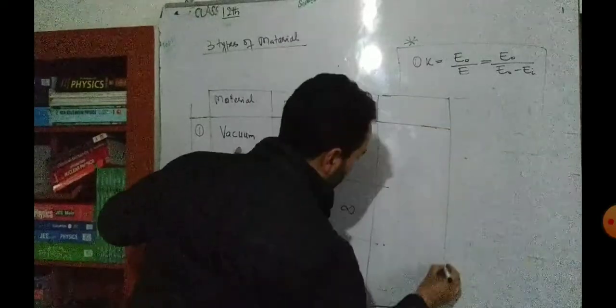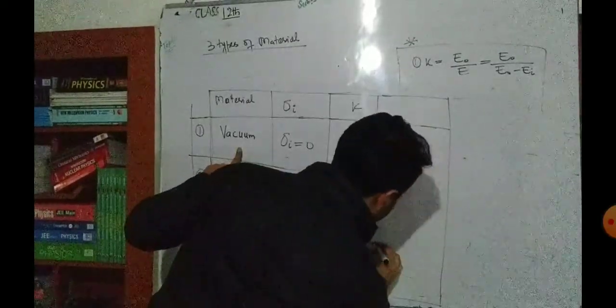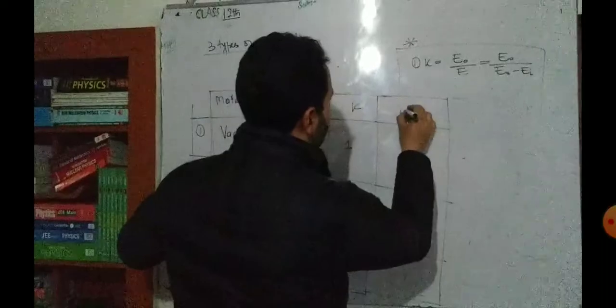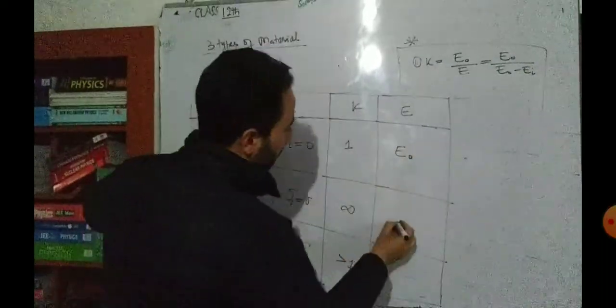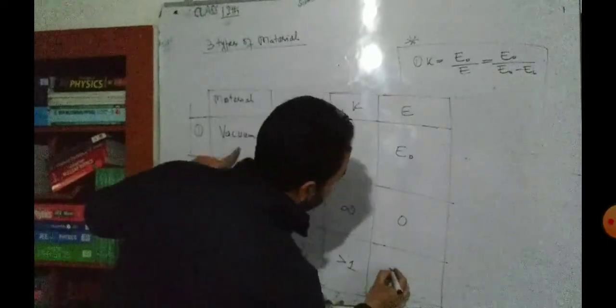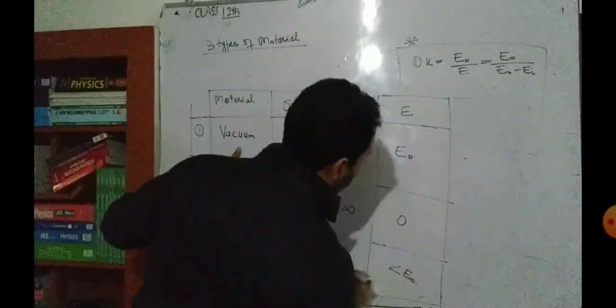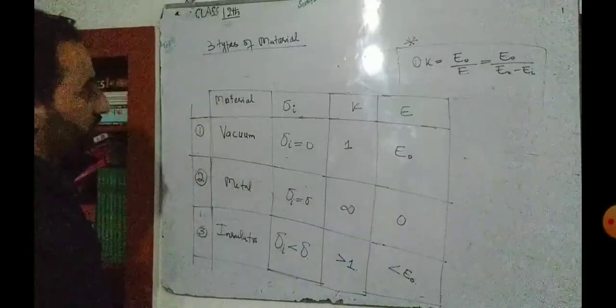ठीक है ना बेटा? And in this very column we'll write down what? What is the electric field inside the material? Vacuum, it will be E naught. Metal, it will be 0. Insulator, it will be less than E naught. Okay? तो लिखो बेटा यहाँ तक.